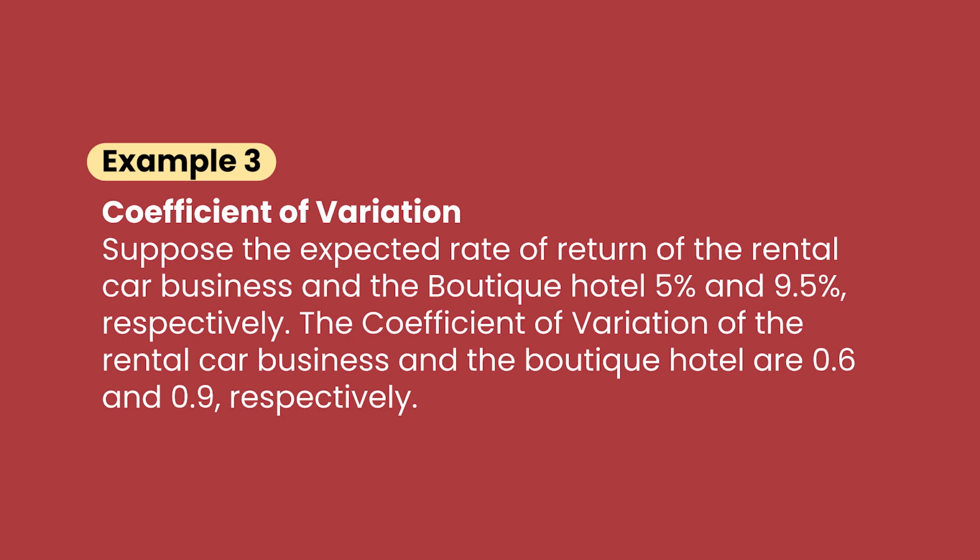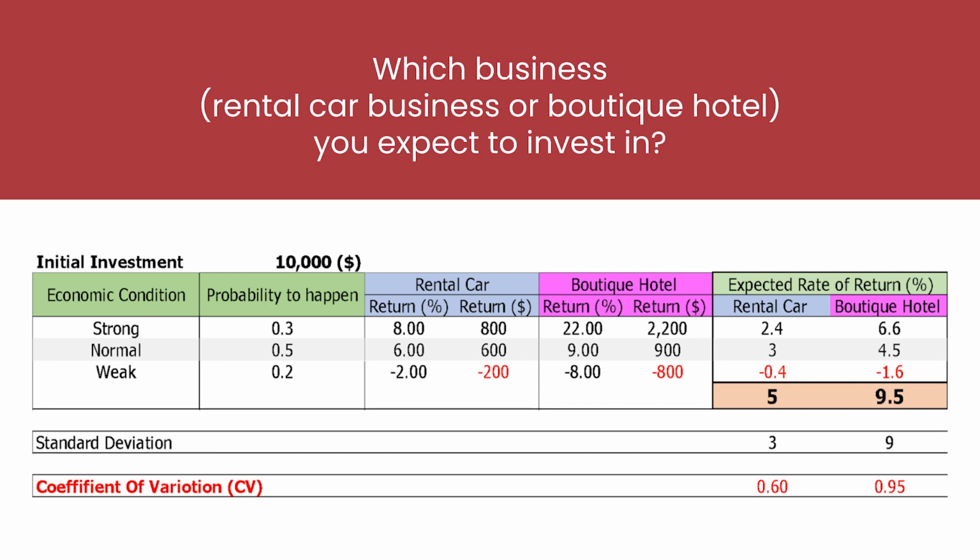Can you follow me? Suppose the expected return of the two businesses here are a rental car and a boutique hotel. The rental car brings you an expected return of 5%, while the boutique hotel brings you 9.5%. Without the CV data, you should select to invest in the boutique hotel, because you can see on this page that the boutique hotel brings you 9.5%, which is greater than the rental car that brings you only 5%.